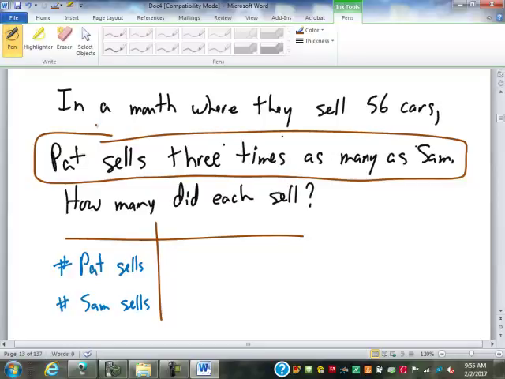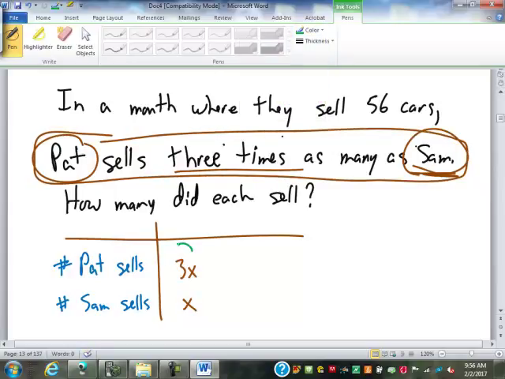So which one do I want to let be x? The one that's being referenced, right? So Sam. So the number that Sam sells is x. So if I know that Sam sells x cars, how do I express the number that Pat sells? 3 times x, so 3x. Those two numbers, 3x and x, add up to the total of 56. So 3x plus x equals 56.